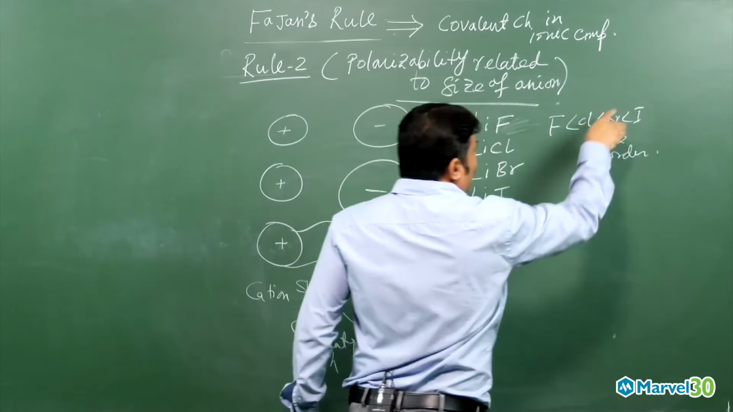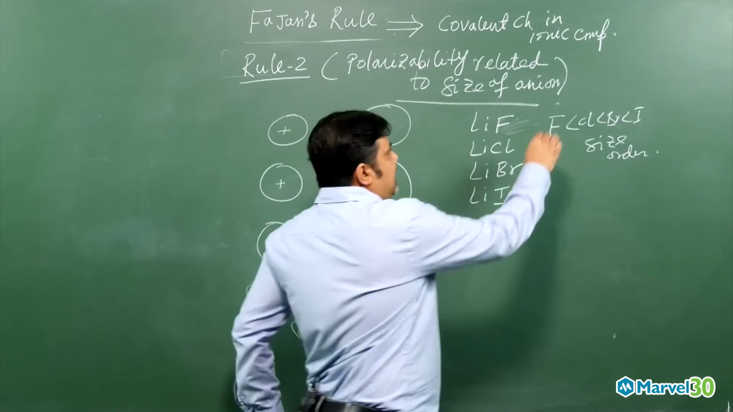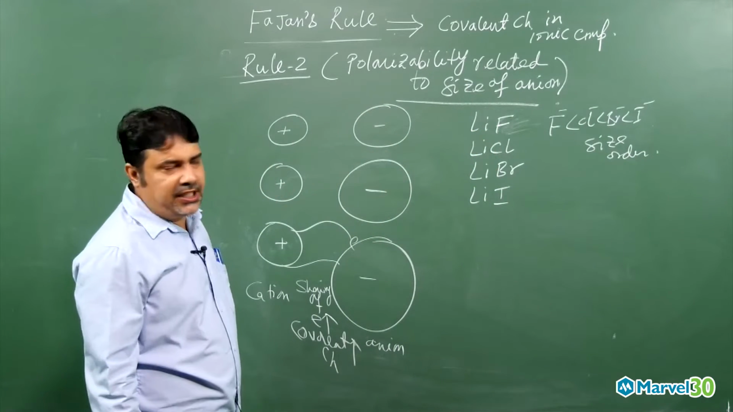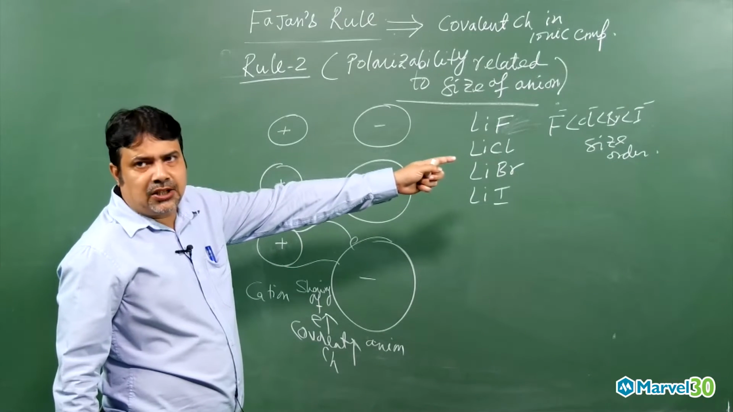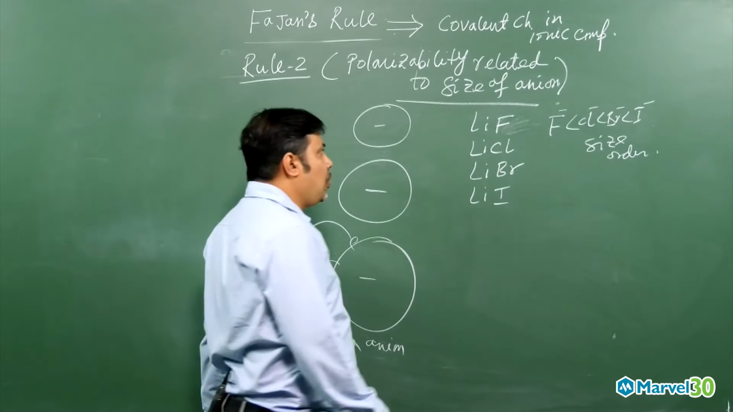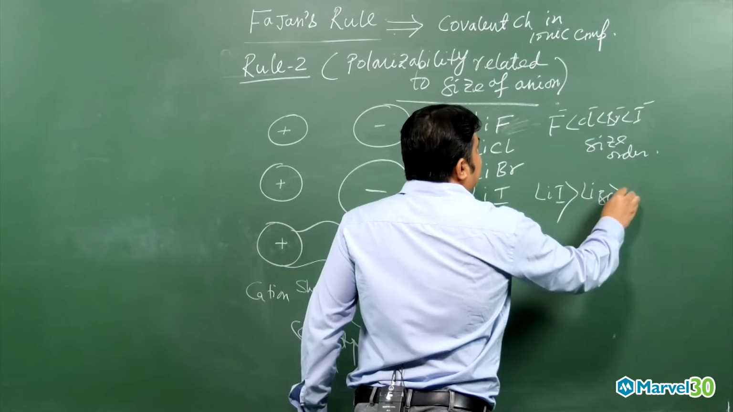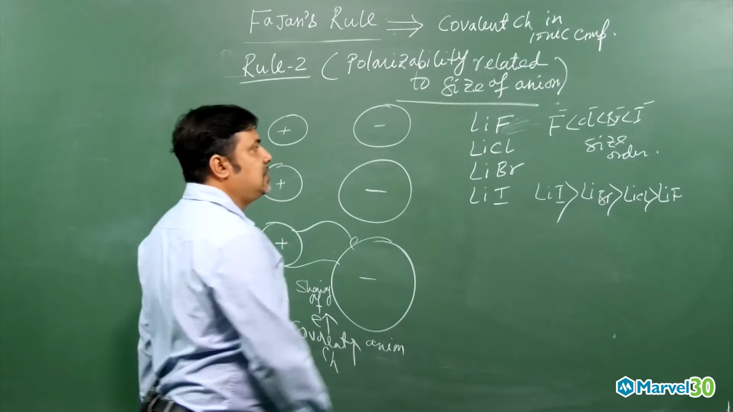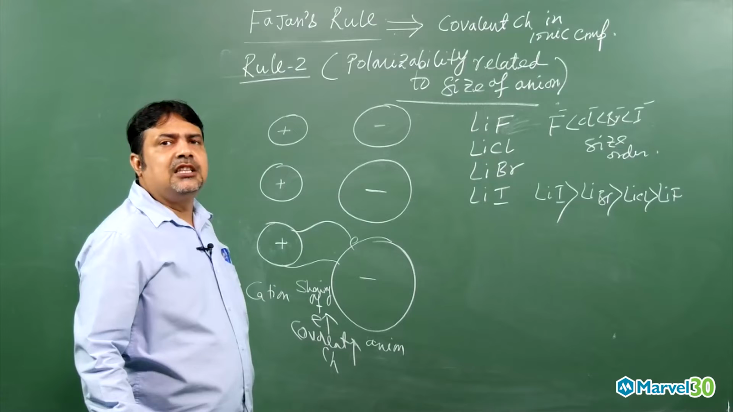As iodine has a much bigger size, the polarizability of I minus will be more, or you can take directly F minus, Cl minus, Br minus, I minus. As I minus has more polarizability, the lithium ion easily draws the electron towards itself, easily takes the electron from the I minus, then the sharing will be more, and covalent character will be more. So that is why the covalent character order will be lithium iodide is greater than lithium bromide is greater than lithium chloride is greater than lithium fluoride.